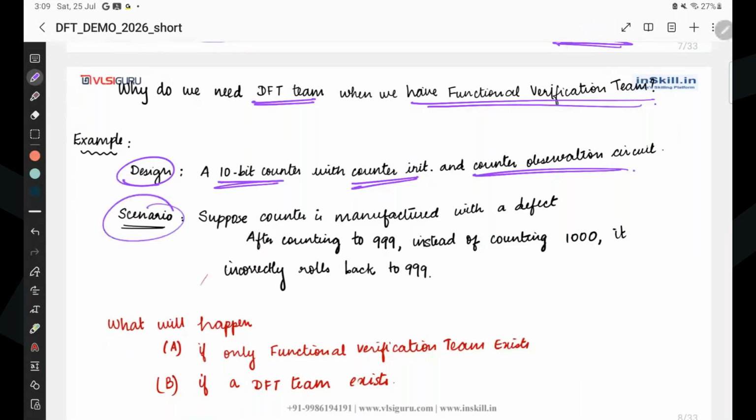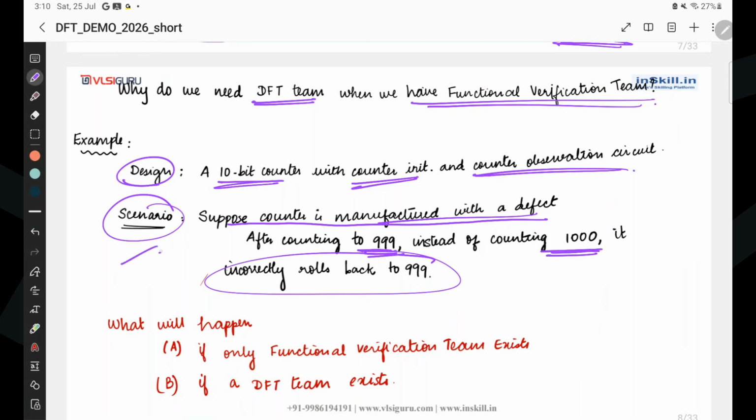The scenario is, suppose the counter is manufactured with a defect. After counting 999, instead of counting 1000, it incorrectly rolls back to 999. This is the scenario we are considering.